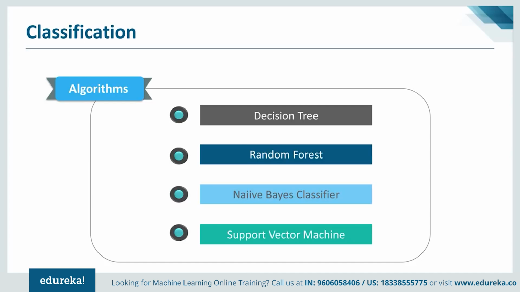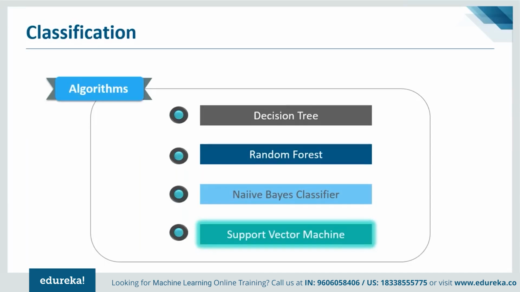So now let us pick up classification. So here in classification we have different algorithms. We have decision tree, we have random forest, we have naive-bayes classifier and we have SVM classifier as well. So we have already discussed all 3 of them. So in this session I'll be focusing on support vector machine, which is also called SVM classifier. So let us understand this support vector machine classifier.